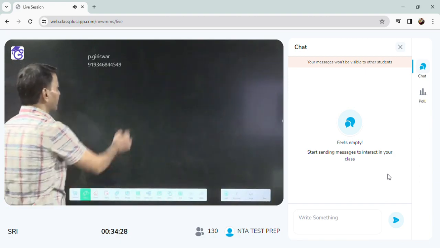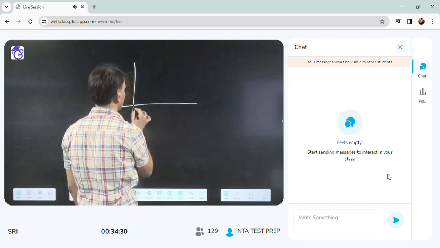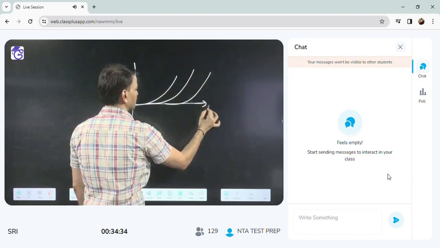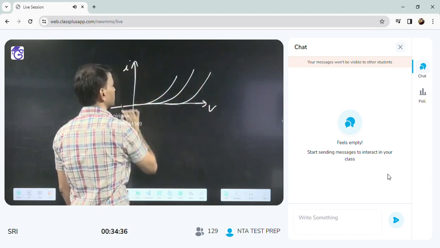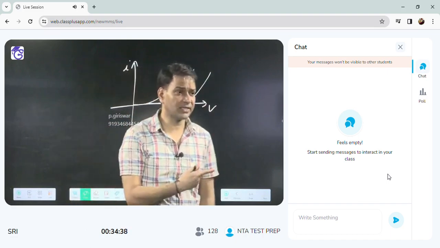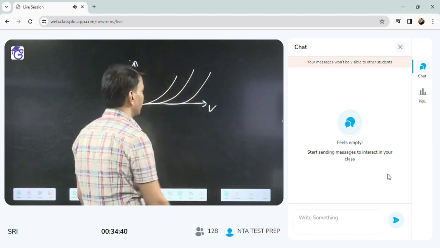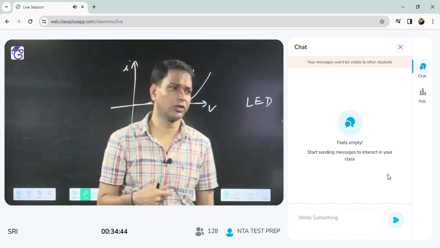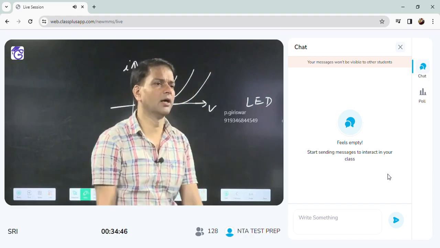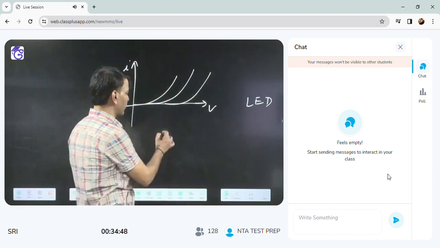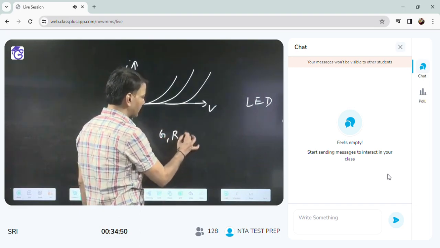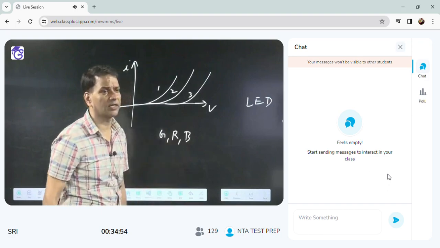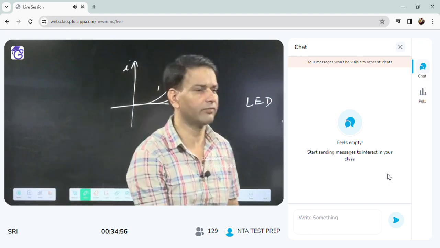Okay, so one graph I made. That is forward biasing, that is for the LED. Why? Because it is forward biased, that's why I am making it in the first quadrant. So suppose this graph is plotted for the green, red and blue colors, and I mark them 1, 2 and 3. Which graph represents green, which is red, and which is blue?